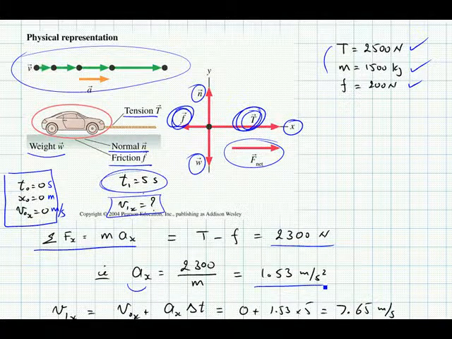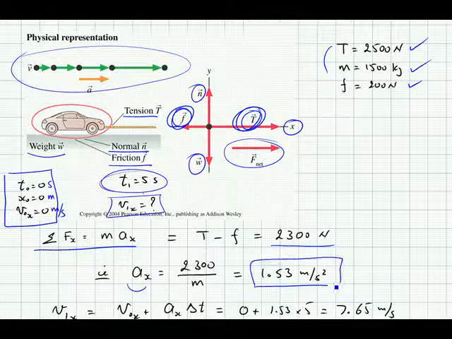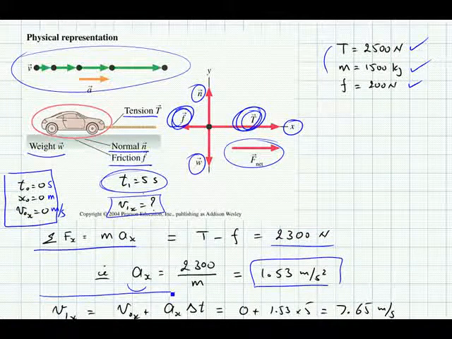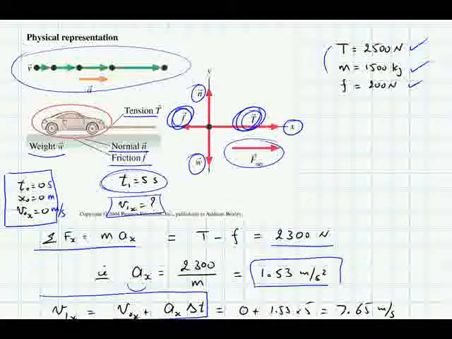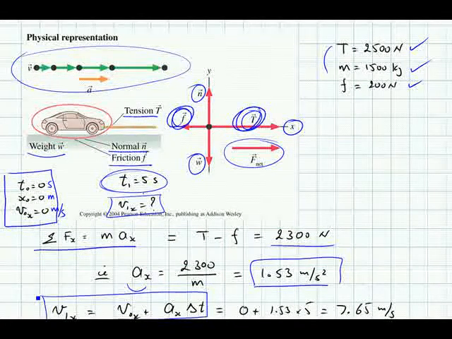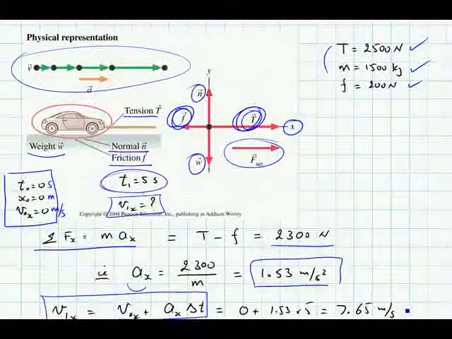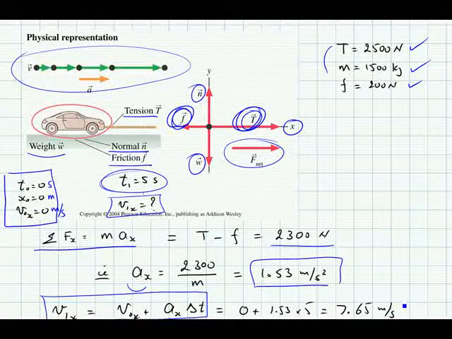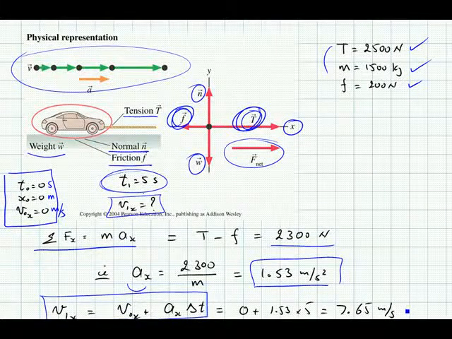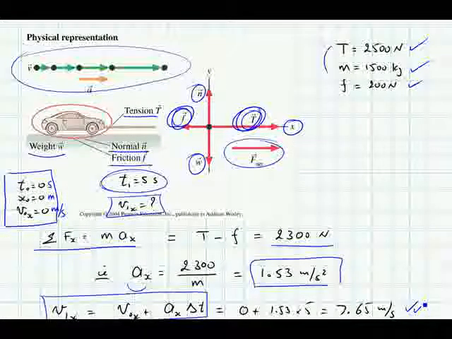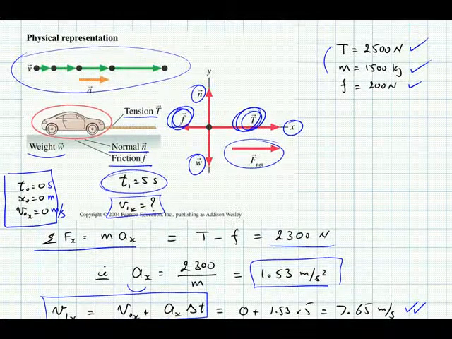Having obtained acceleration, now we can go ahead and apply the kinematic equation that we have for calculating the final velocity given the initial velocity and delta t, and we end up with the answer that we are after, which is 7.65 meters per second. Simple example.